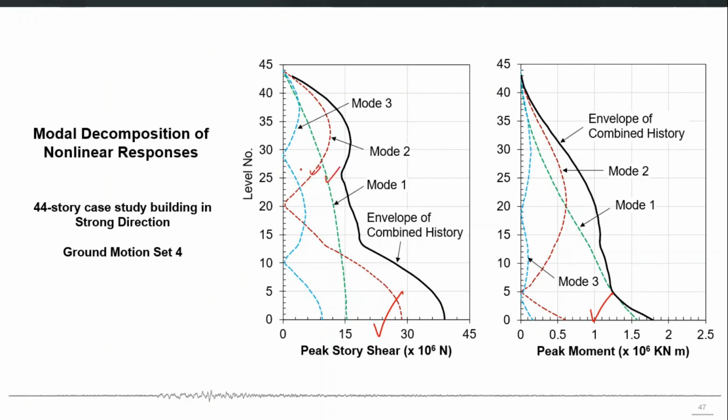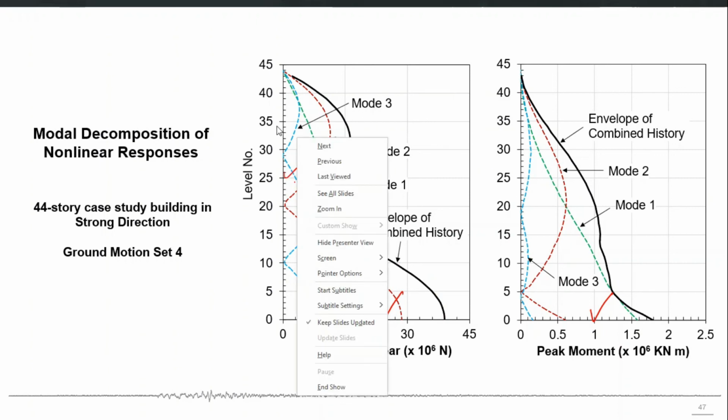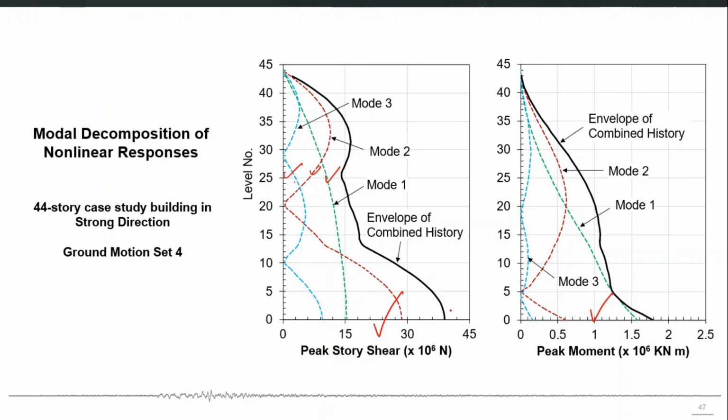So the first mode line, second mode line, third mode line, and when you combine the time histories and pick the peak number, you get the black line. So these are the story profiles for displacement, interstory drift ratio, shear, and then finally moment. Combined also, and for individual modes also.